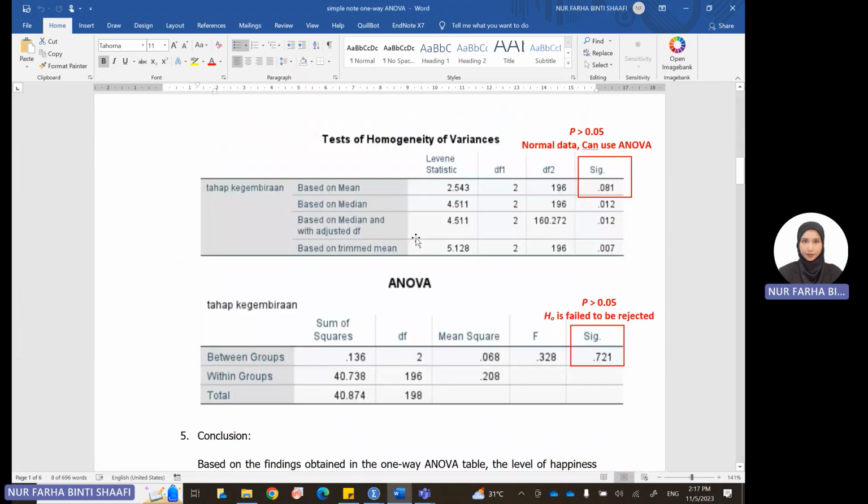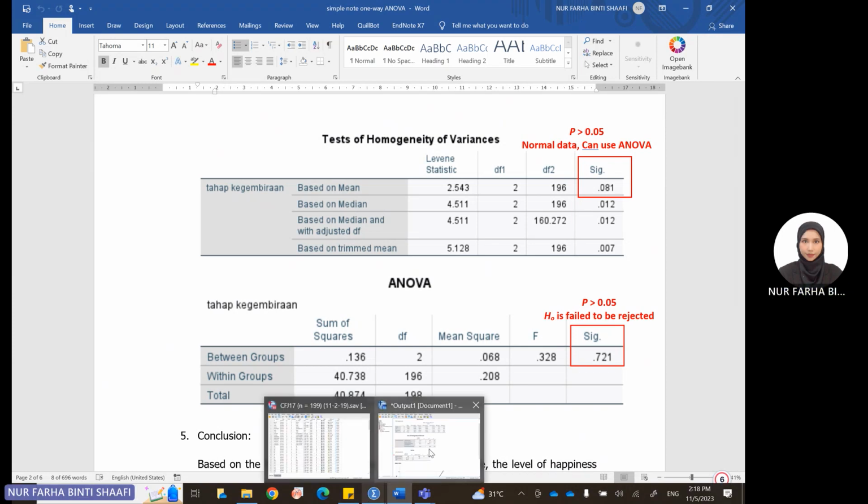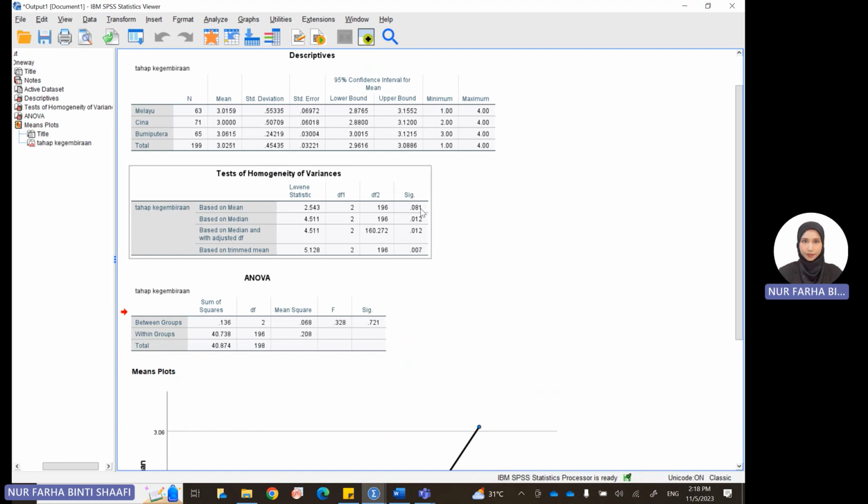Okay, this output is the same. I just took a screenshot from the output just now. Next, you go to the test of homogeneity of variance. Look at your test of homogeneity of variance. Here, look at the significant value. Okay, this is how you read the significant value.